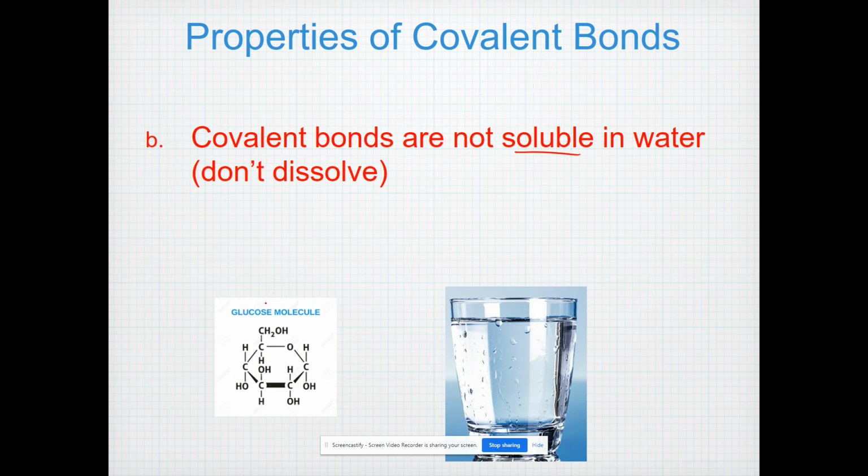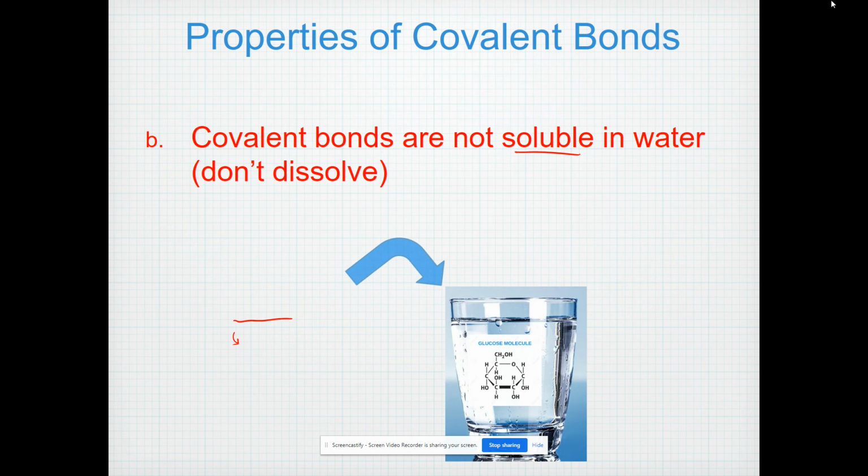So here's an example, a glucose molecule. We have glucose in our bodies. One individual glucose molecule, check out this editing. This is just top notch right here. Bam, look at that. Nothing happened. So when we put it in the glass of water, one individual sugar molecule, its bonds do not dissolve.